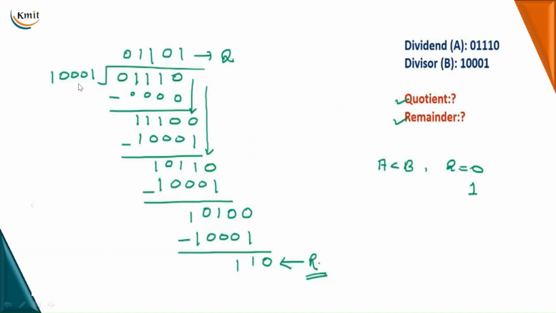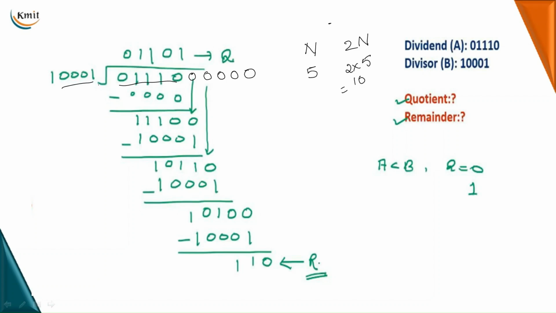If you see this example, this is my dividend and this is the divisor. We always have to ensure that if the number of bits of the divisor is n, then the number of bits of the dividend should be 2 into n. Here my divisor is 5 bits, so my dividend should be 2 into 5, 10 bits. Since I have only a 5-bit dividend, I have to add zeros and make it a 10-bit dividend.